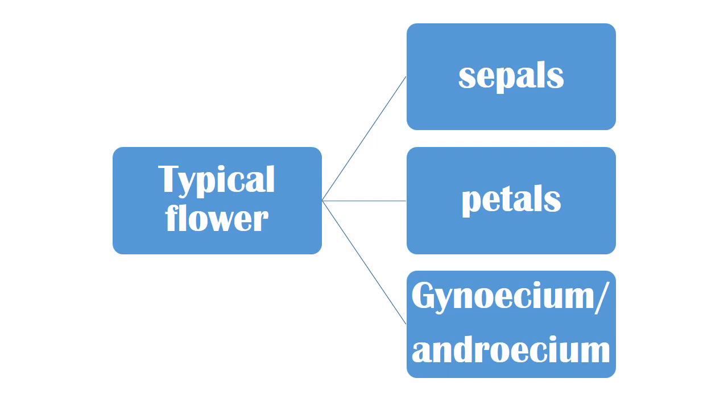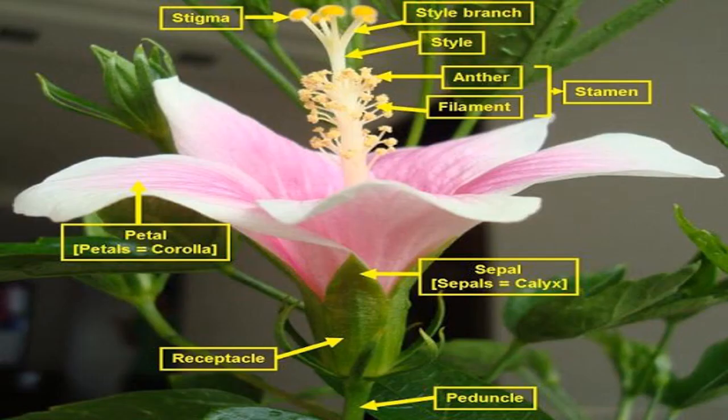So, a typical flower can be divided into parts. That means a typical flower normally has sepals, petals, gynoecium and androecium. Let's look at the external appearance of the shoe flower. This is the shoe flower with its external appearance.